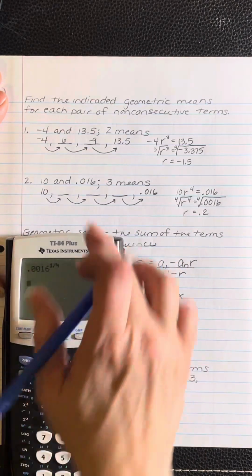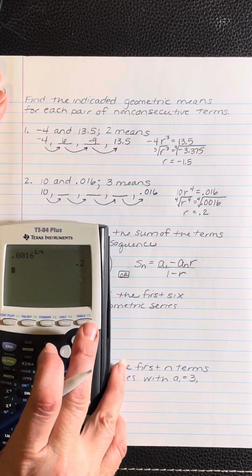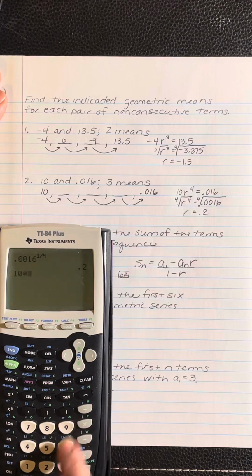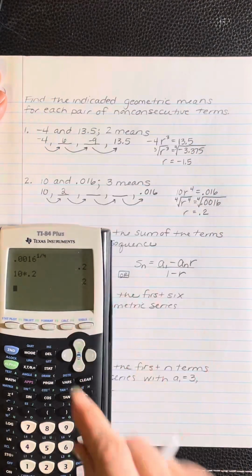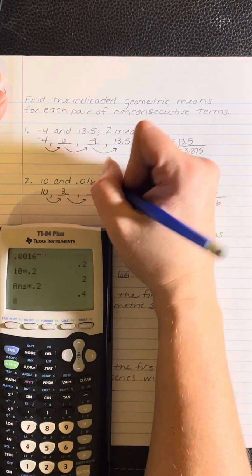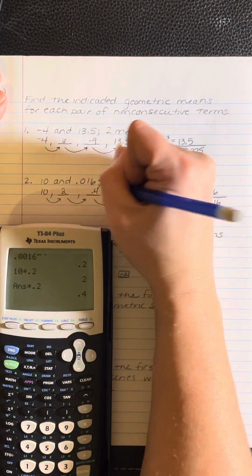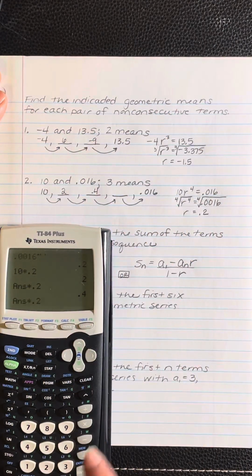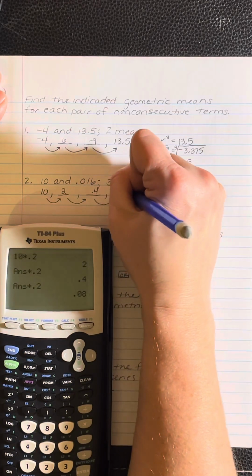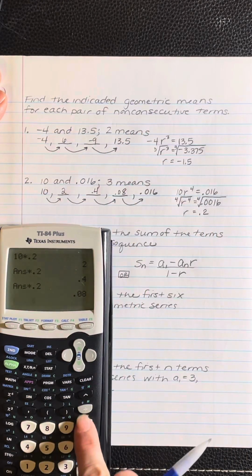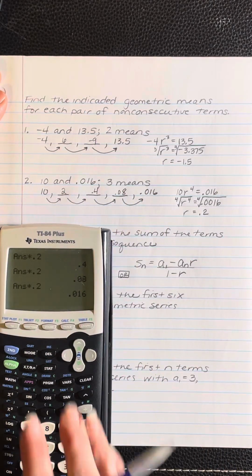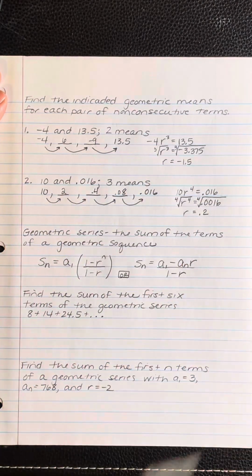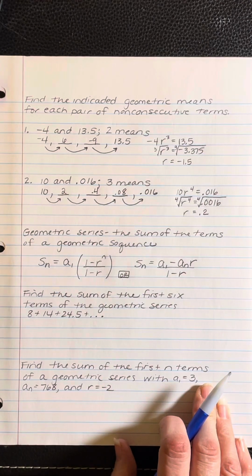So to find my 3 geometric means, I take 10 times 0.2, and I get 2. And I take that times 0.2, and I get 0.4. And I take that times 0.2, and I get 0.08. And then just to check, I take that times 0.2, and I get the 0.016. Those are the geometric means.